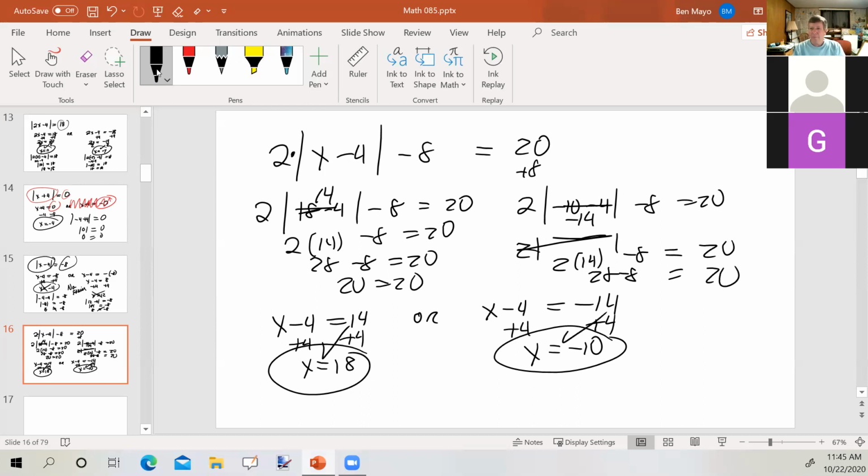Okay? So if you have an expression or an equation with one absolute value term, isolate that absolute value first. Get rid of any coefficient out front, get rid of any extra terms, get them all shoved over to the other side, and then go with your 2 equations as we've just done.